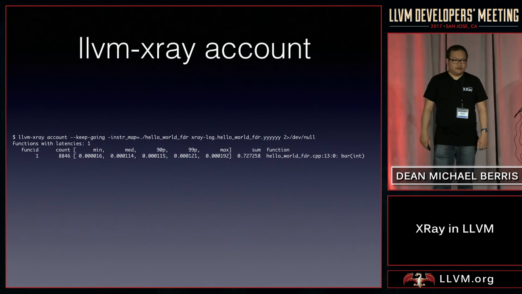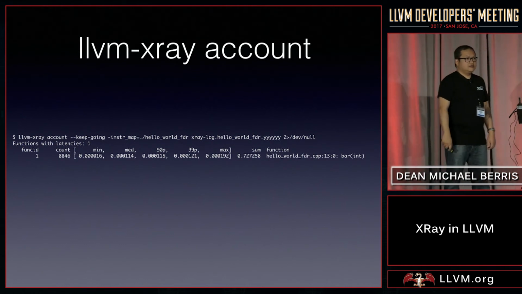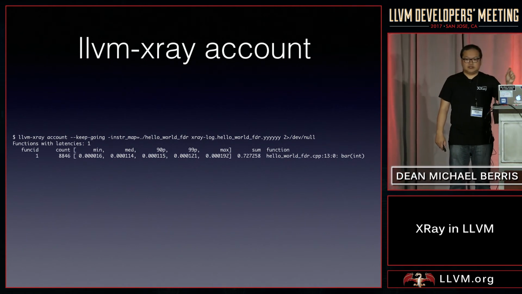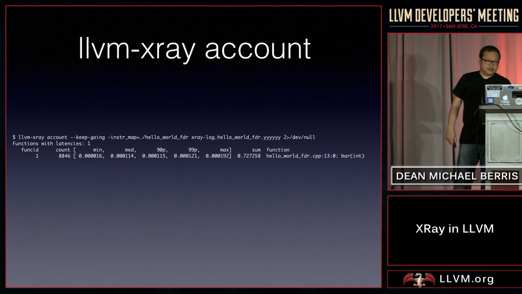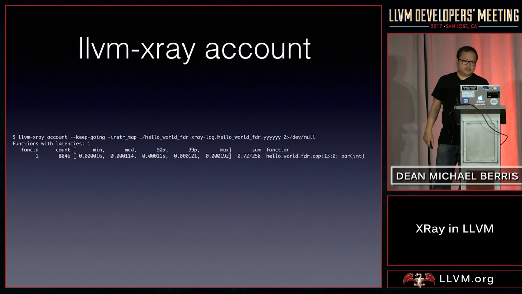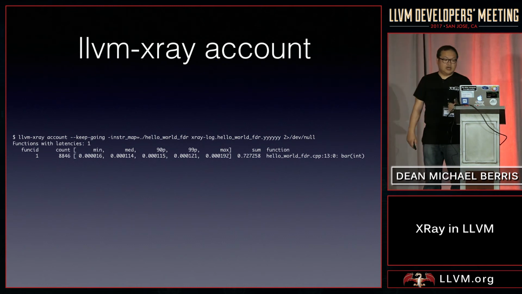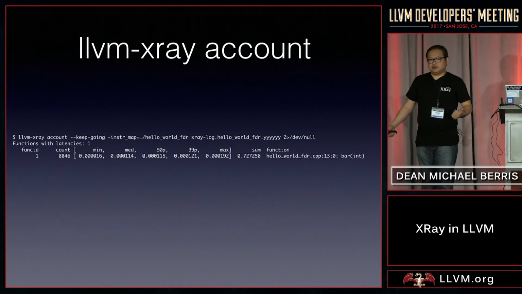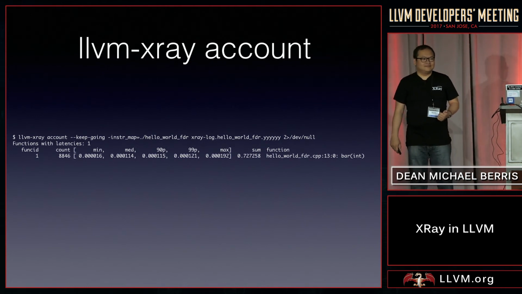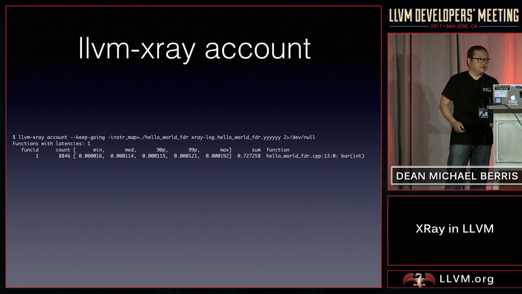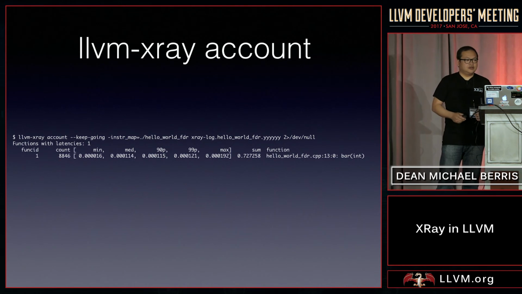And if we account for the FDR mode, remember how bar was flipping a coin and figuring out whether to be 10 microseconds or 100? The distribution shows that the minimum is 16 microseconds, the median is 114 microseconds, and the maximum was 192 microseconds. So your nanosleep isn't always accurate, right? And so we have 8,800 recordings of this function in the time that we were tracing.